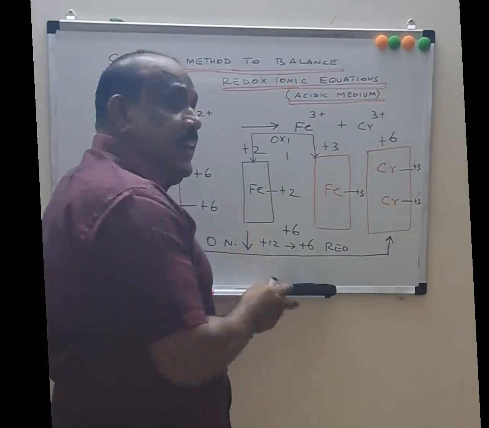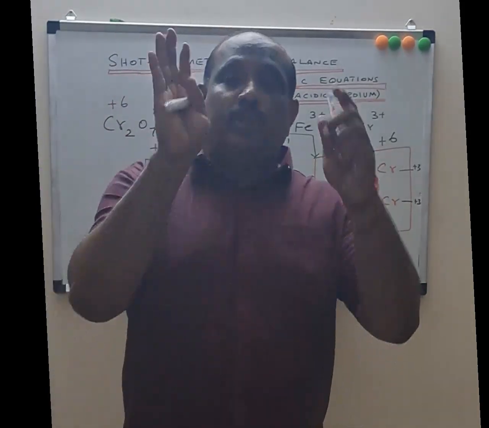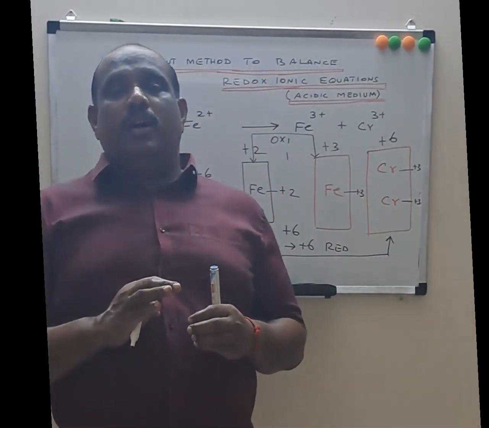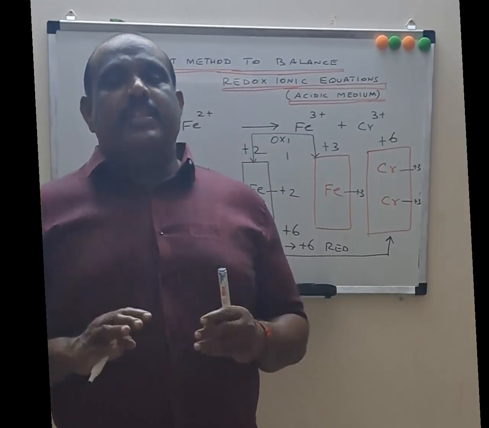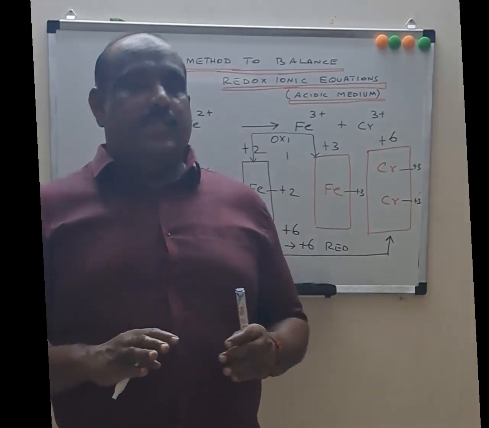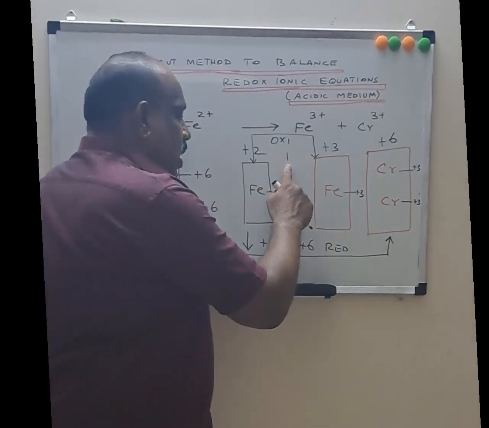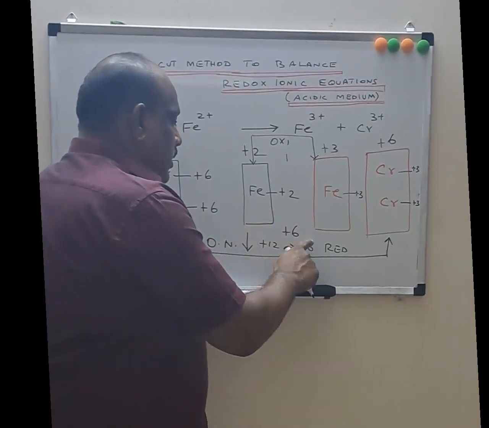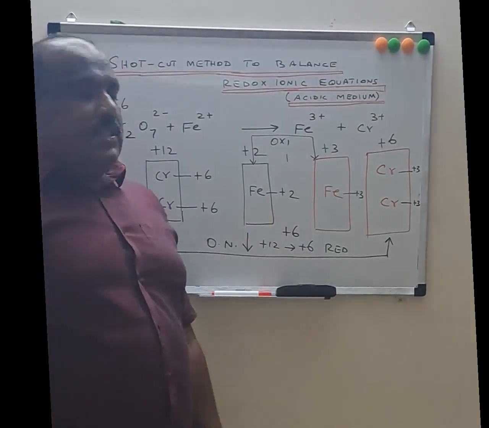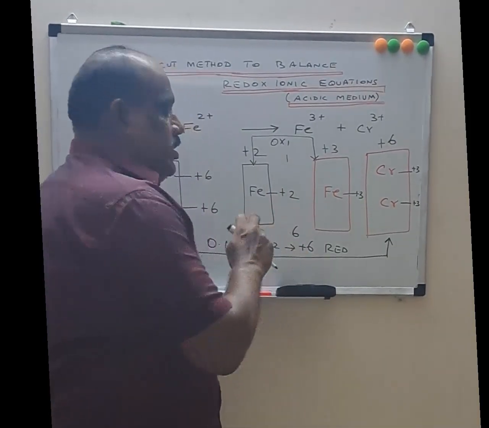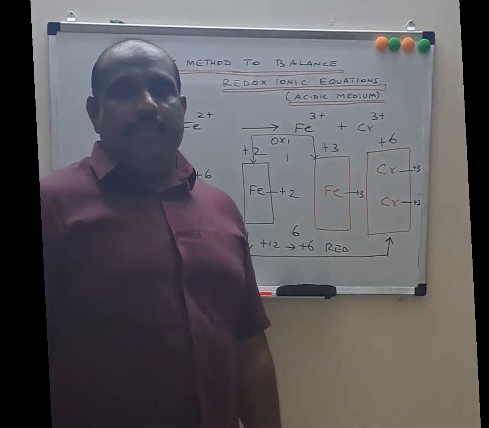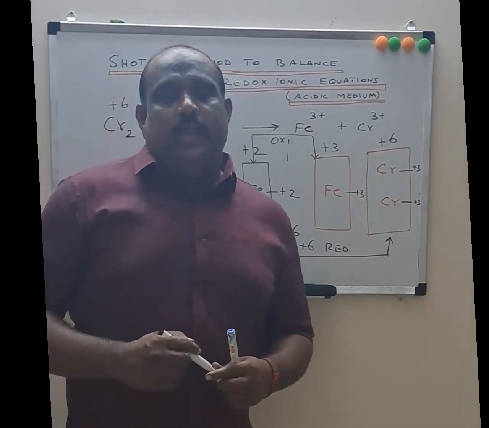Even if it comes out as negative 6, don't take it as negative 6. You take it as plus 6 only. So we have to take only the modulus. So for iron, the difference is 1. For chromium, the difference is what? 6. So don't worry about the charge. It is always positive. Any doubt? Okay, it is not there.